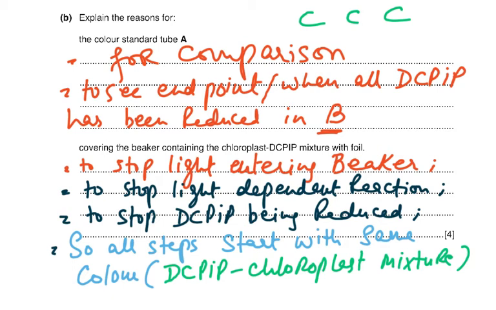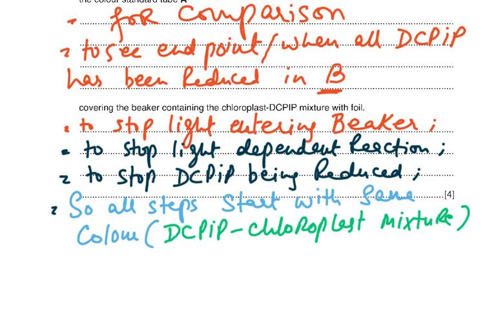Now, covering the beaker containing the chloroplast mixture with foil. Why did we cover this up? To stop the light entering the beaker, to stop the light-dependent reaction, to stop DCP-IP being reduced, so that all the tests start with the same color, that is the DCP-IP chloroplast mixture. But would you write all this? I mean, it's very nice of me telling you all these mark scheme points, but would you really think in these lines? This is what you have to really ask yourself.